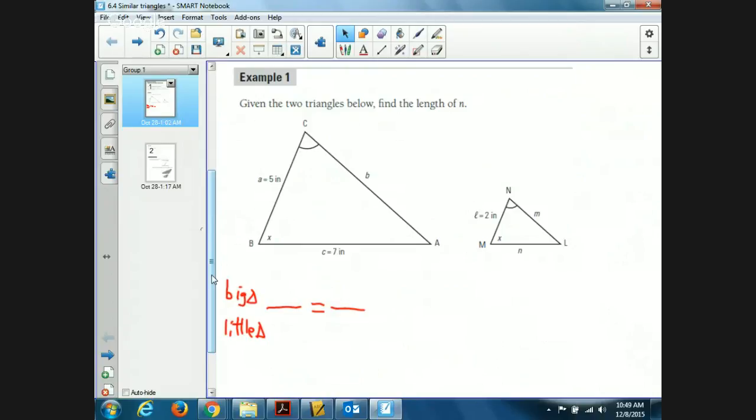On the left side, we always try to get plain old numbers, no X's or variables. The big side. So on the big triangle, which one do you have a measurement for? Which two sides? 5 and? Well, let's use actual numbers instead of A. Let's just say 5 inches is like the 2 inches on the small. So we put that in here. The 5 inches is like the 2 inches.